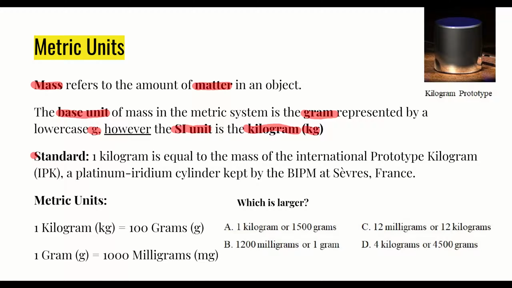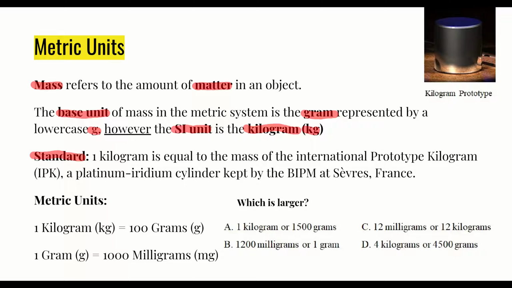The standard, so where the actual measurement for a kilogram comes from, is so 1 kilogram is equal to the mass of the International Prototype Kilogram. It's considered the IPK. It's a platinum iridium cylinder kept by the BIPM at Sèvres, France. Okay, and I know I butchered that pronunciation, but I do not speak French.